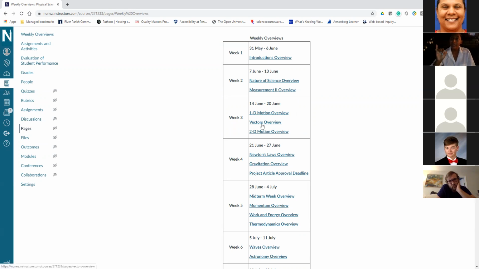We're going to be looking at vectors, and I'll briefly mention this concept of vectors today as well. Then I'll talk more about this vectors overview on Wednesday, and on Wednesday we'll do the 2D motion overview as well. So I want to focus on 1D motion today. I'll briefly mention vectors, and we'll finish up with vectors and do 2D motion on Wednesday. Everybody clear on where we're going this week? Okay, all right, so let me go into that overview.